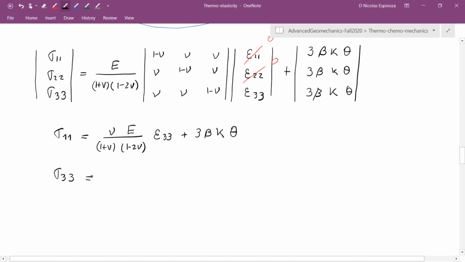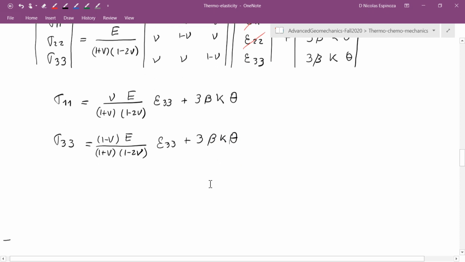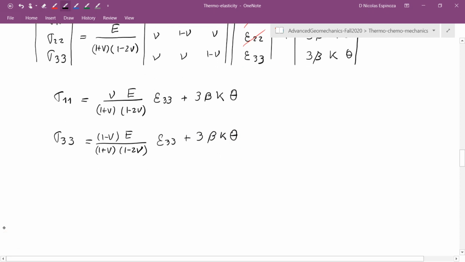All right, so now in order to get sigma 33, I need to multiply the third row times a column vector, and therefore I'm going to obtain the following. Times epsilon 33 plus 3 beta K theta. And let me now use this equation in order to replace the epsilon 33, which is over here, by a sigma 33. And the result is going to be the following. So sigma 11, same equation that I have above.